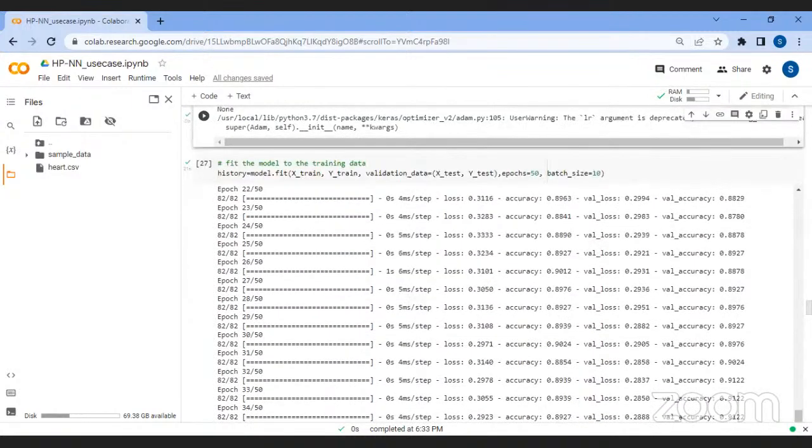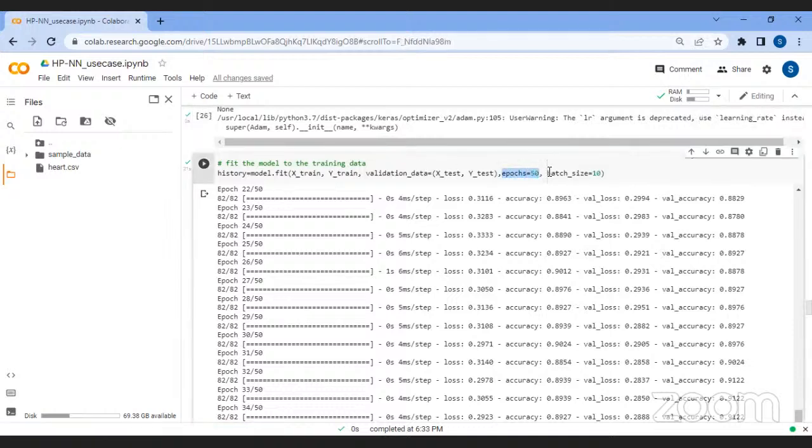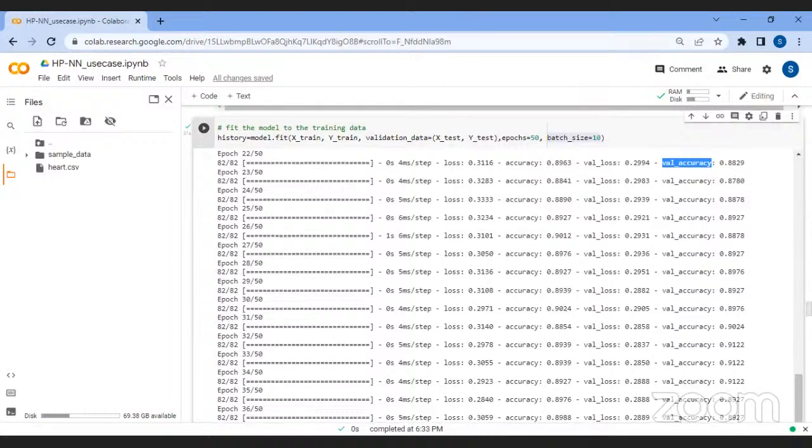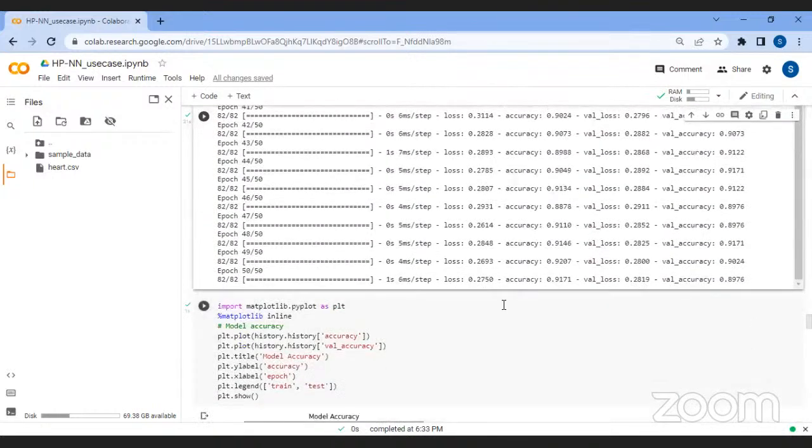We had 50 epochs. We are trying to fit the model to our training data first. The parameters we have given are epochs equal to 50 and the batch size fixed at 10. We can see the loss, the accuracy, the validation loss, and the validation accuracy being calculated. After completing 50 epochs, we are seeing different values here.